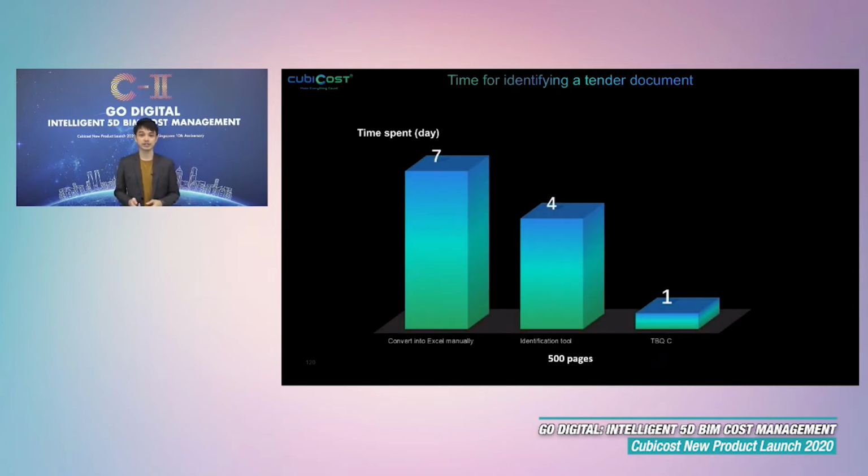Talking about efficiency, in contrast to the manual conversion method together with some other tools, TBQ-C only needs minutes to identify 500 pages in PDF files. And you only need 1 day in all by adding the time for slight modification and checking. So 1 day with TBQ-C equals 4 to 7 days of work without it.